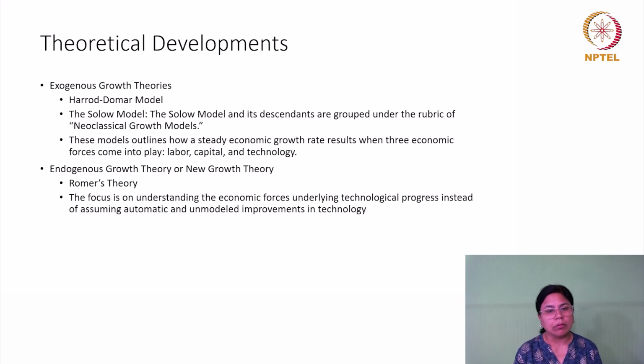Further, these models also outline that a steady economic growth rate results when three economic forces come into play. These forces are labor, capital and technology. Building on this, the question that has been asked is, what if the technology could be determined within the system? And that is where the role of endogenous growth theories becomes prominent. Building from Romer's theory, the focus is once again on the economic forces underlying the technological process instead of merely assuming automatic and unmodeled improvements in the technology. So we'll learn more about that.